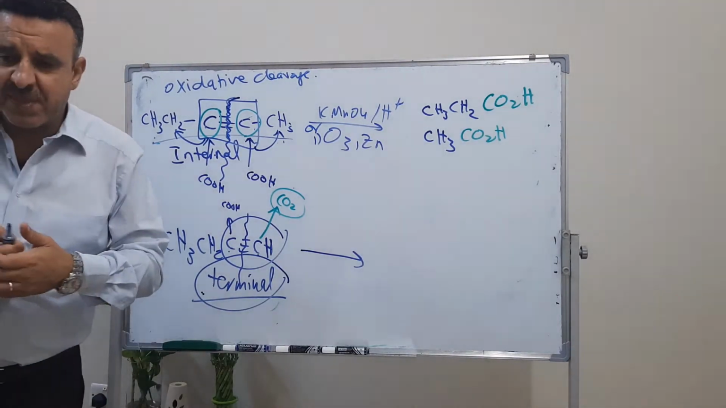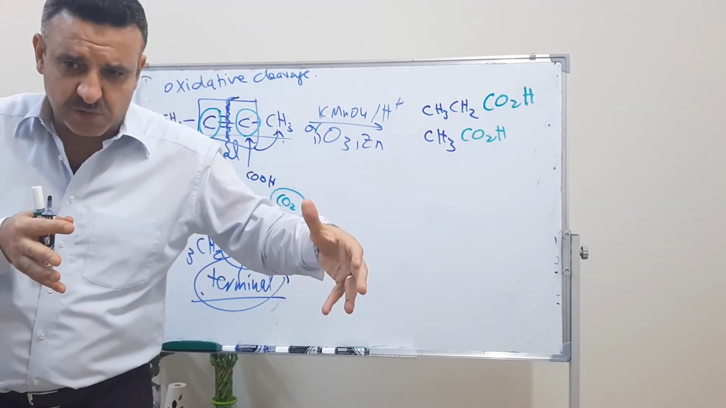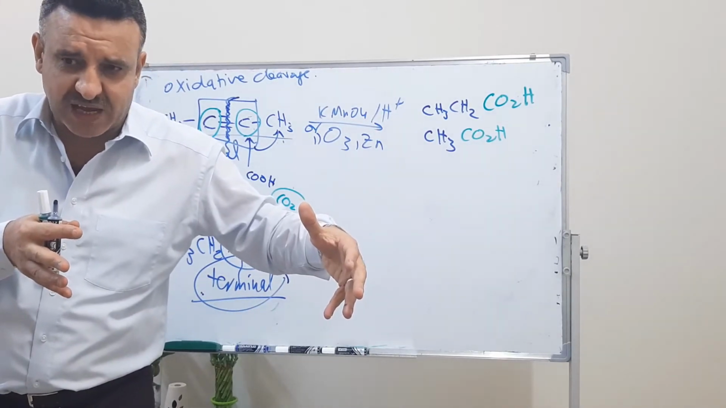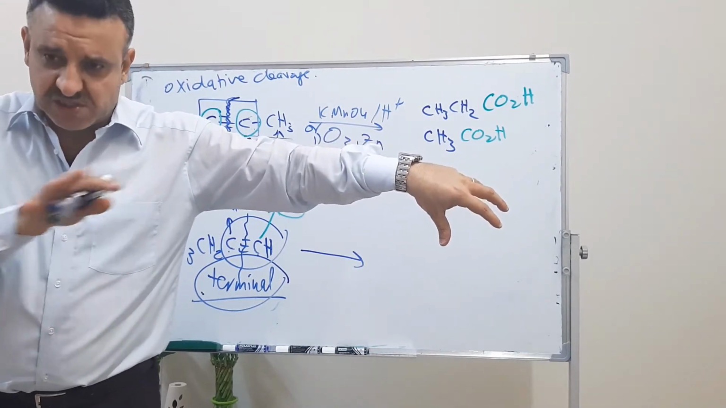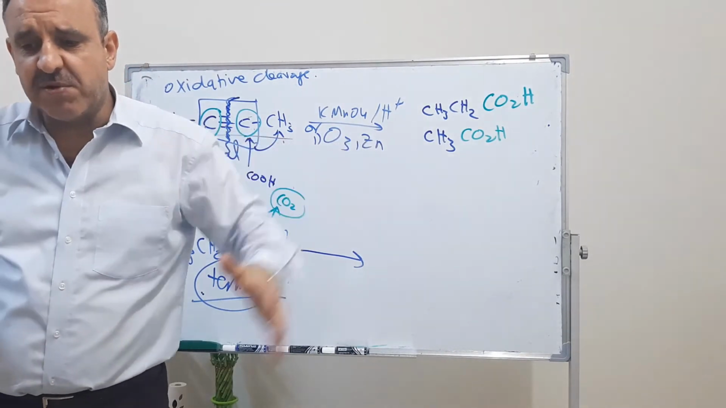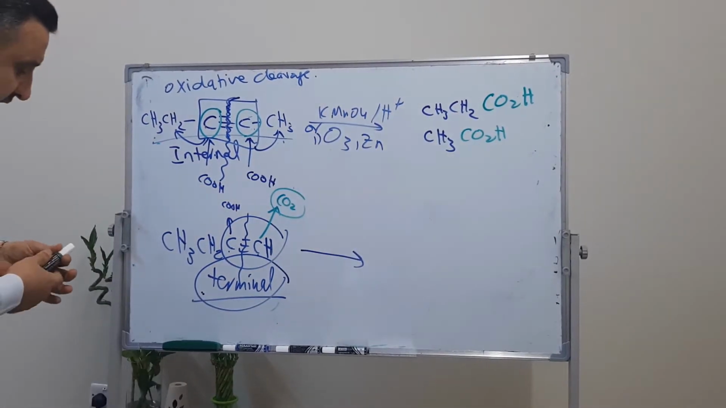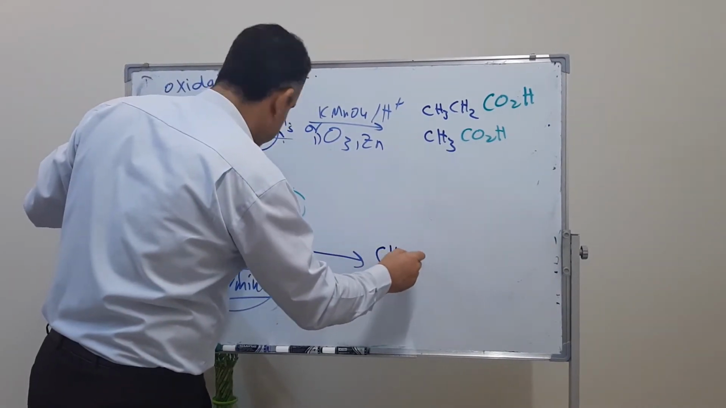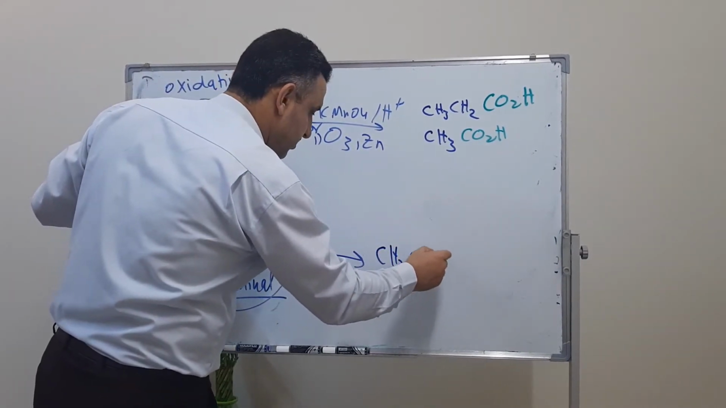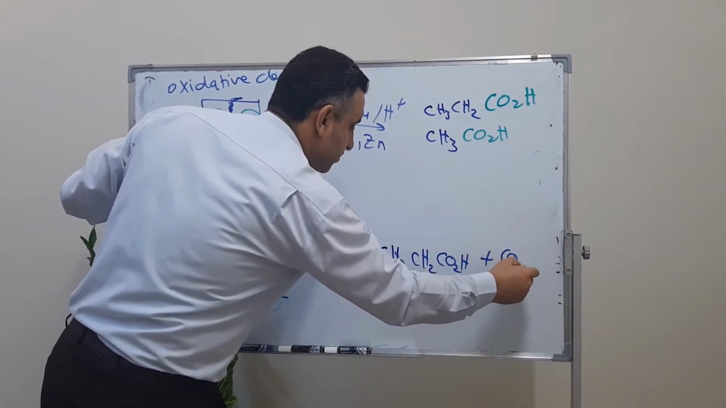Whenever you have a terminal alkyne, one of the carbons making the carbon triple bond carbon will be oxidized fully to CO2, just gas, and the other carbon will be simply oxidized to the corresponding carboxylic acid. So what we are going to get here is CH3, CH2, CO2H plus CO2 gas.